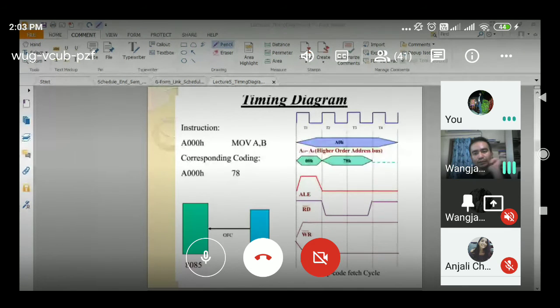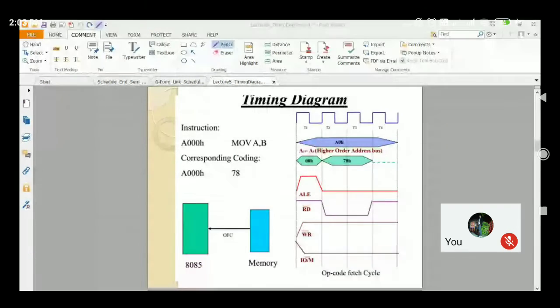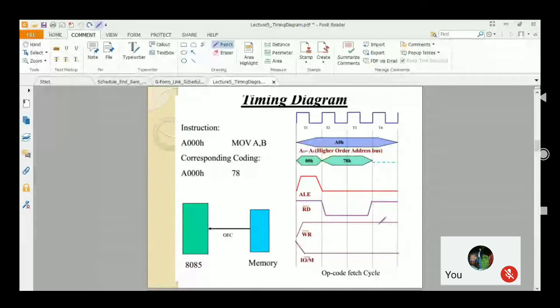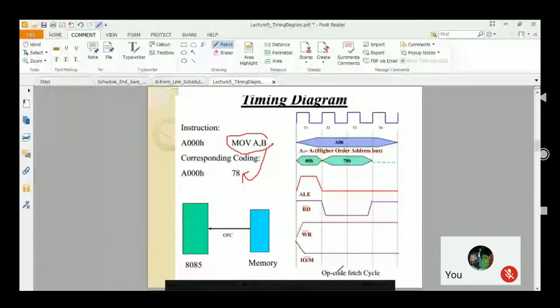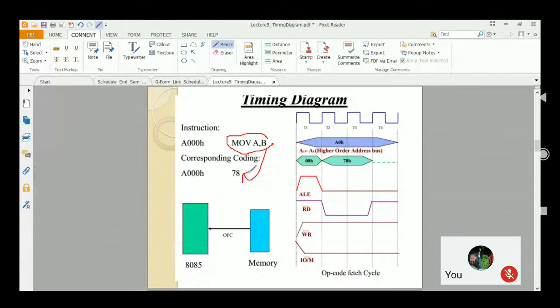So we can start that one. This is the opcode fetch phase. The opcode fetch cycle is nothing but loading of a particular mnemonic's corresponding opcode. The process of loading it is the opcode fetch cycle. It is uploading, fetching the opcode to the instruction register inside the 8085, which is called the opcode fetch cycle. In the instruction cycle, this is the opcode fetch cycle.